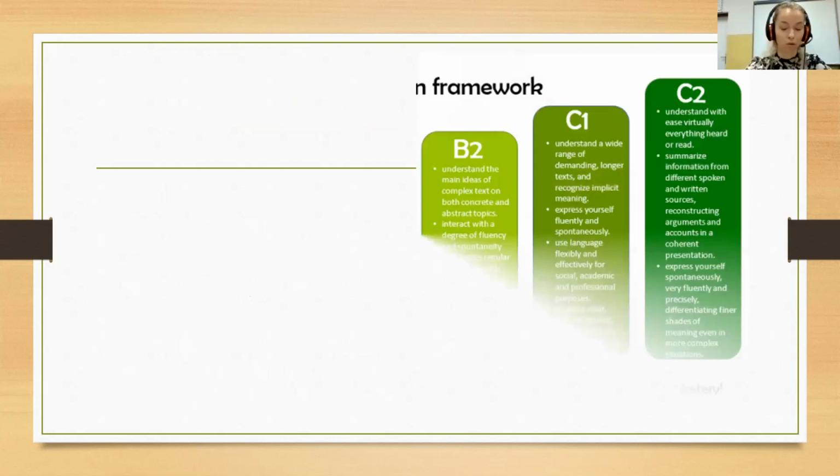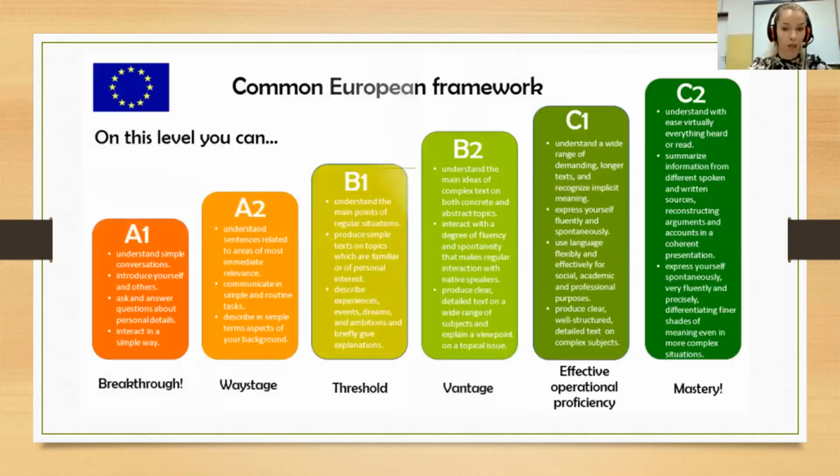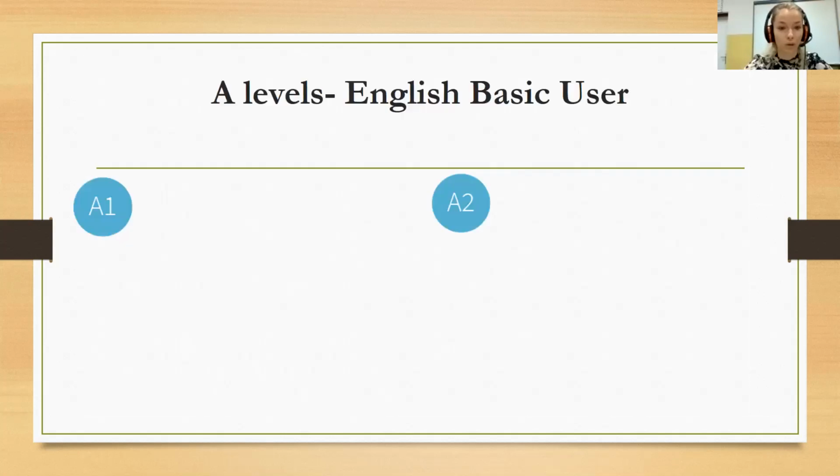And now I will go deep into each of the levels. Here is just an overview and summary. So from the breakthrough to the mastery of your language. A levels, which are the English basic user. A1 is a beginner and A2 is an elementary level.